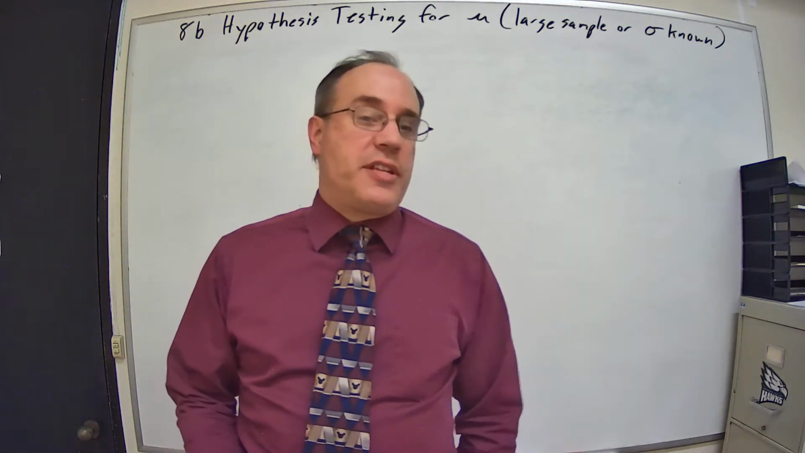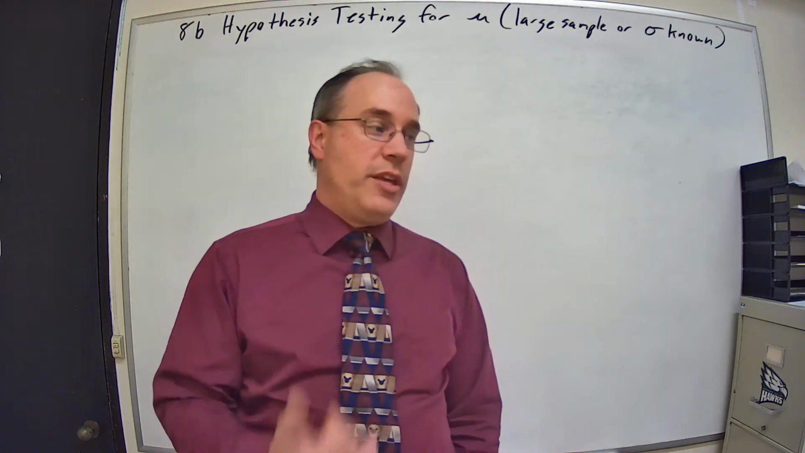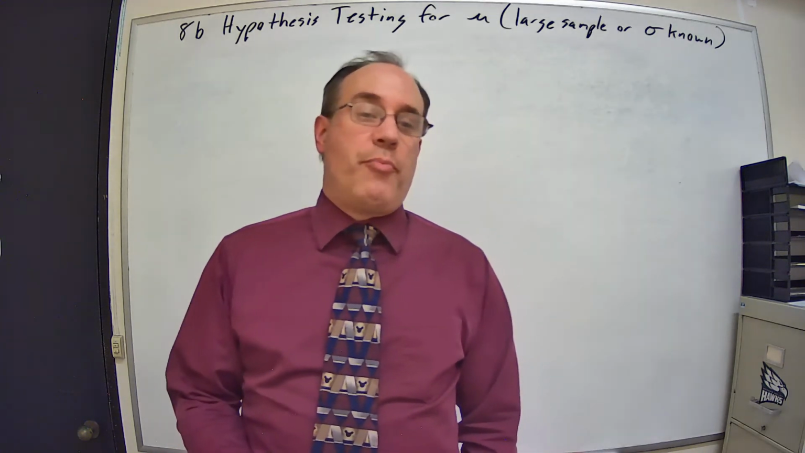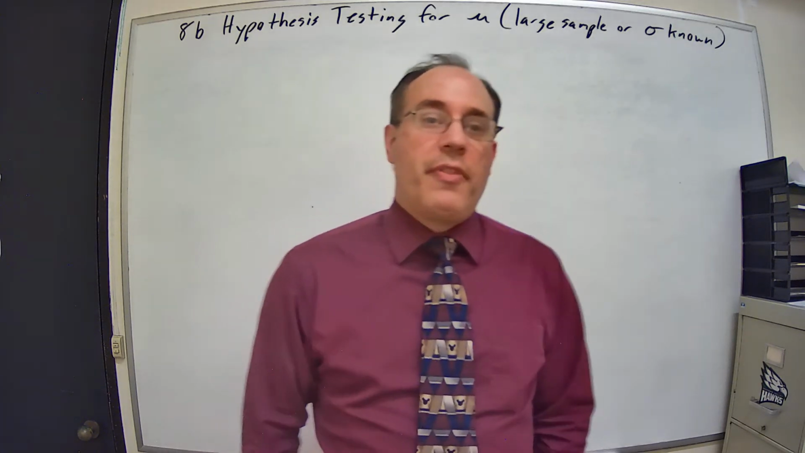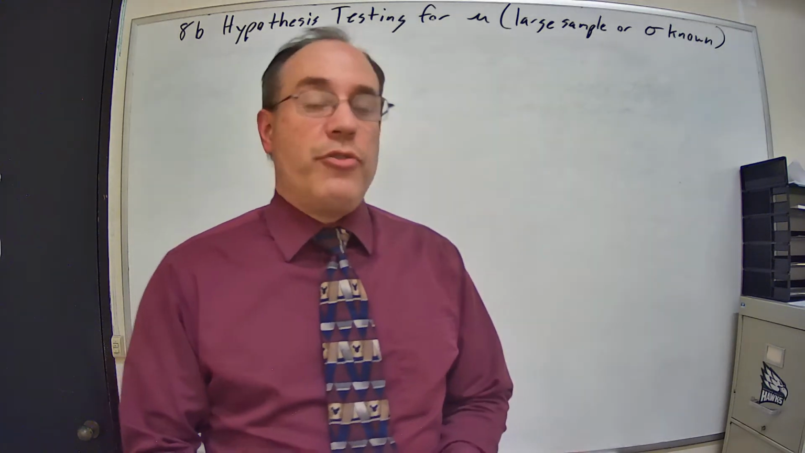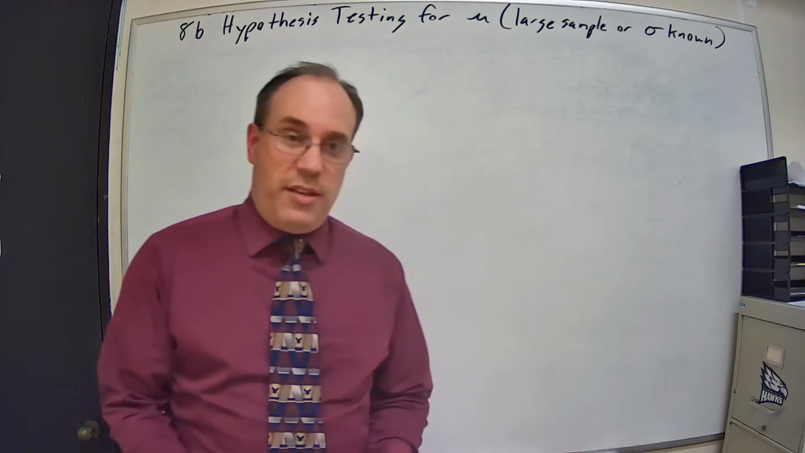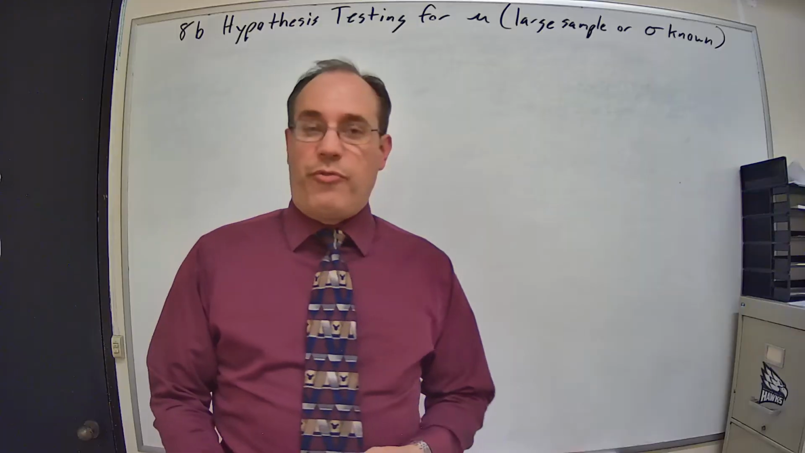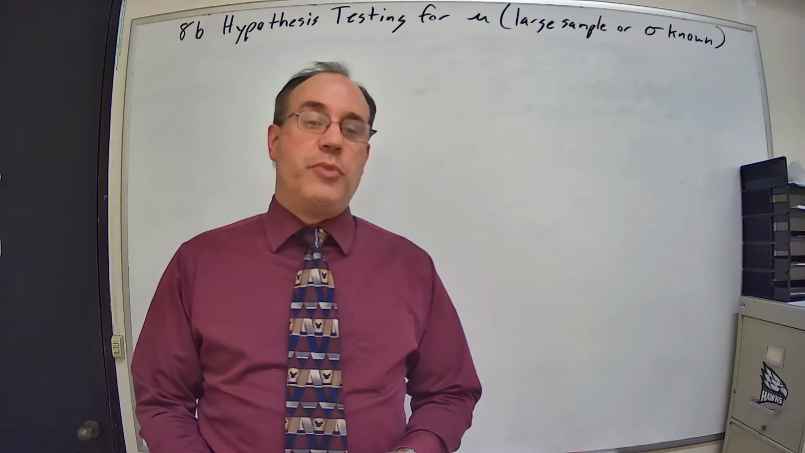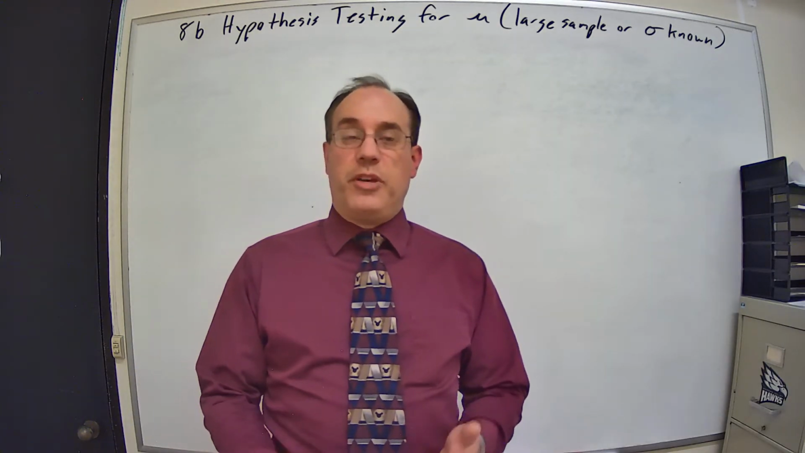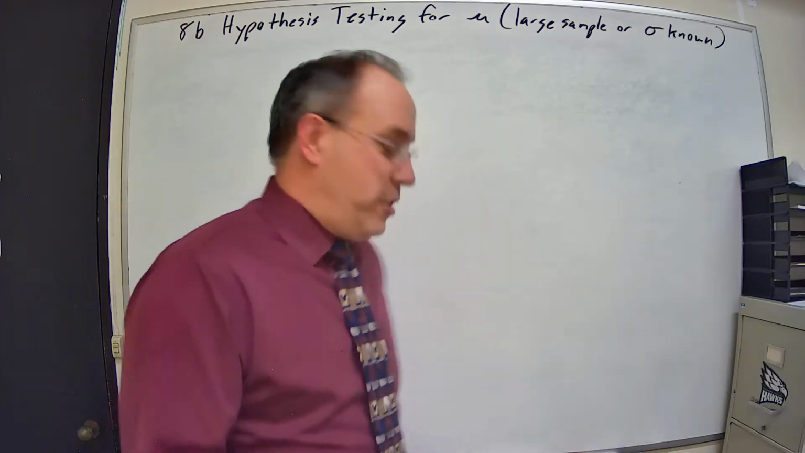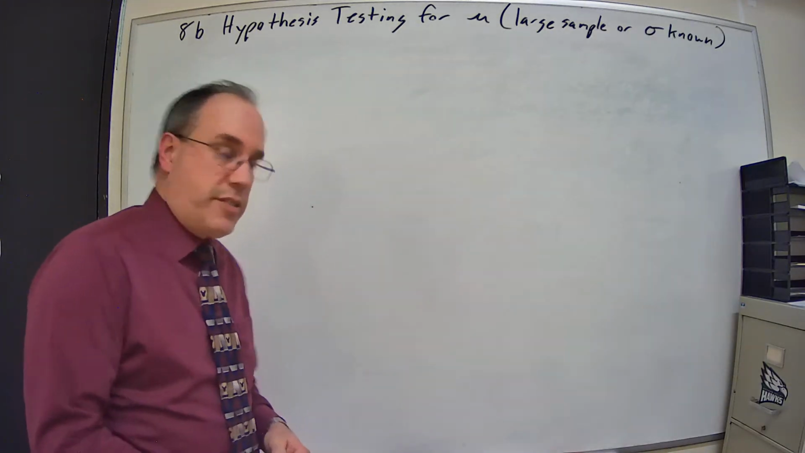8b, hypothesis testing for population means, where we have a large sample or the population standard deviation is known. Method 2. Previously we talked about using p-values to perform a hypothesis test for a population mean with a large sample or the population standard deviation being known. Now we're going to deal with rejection regions.